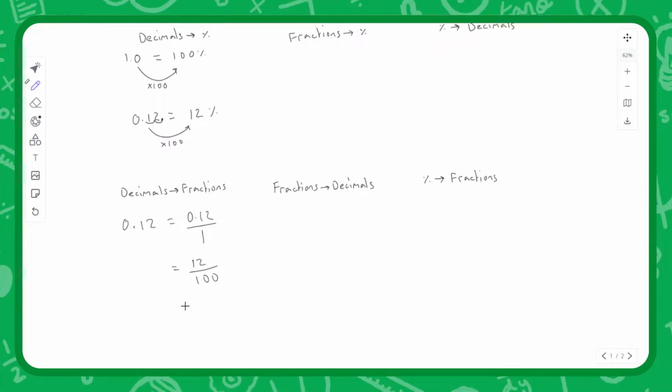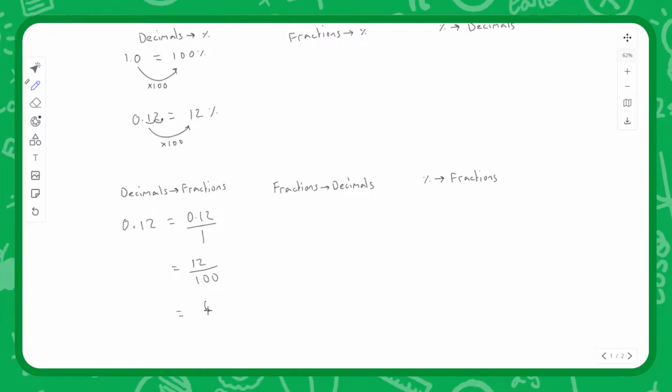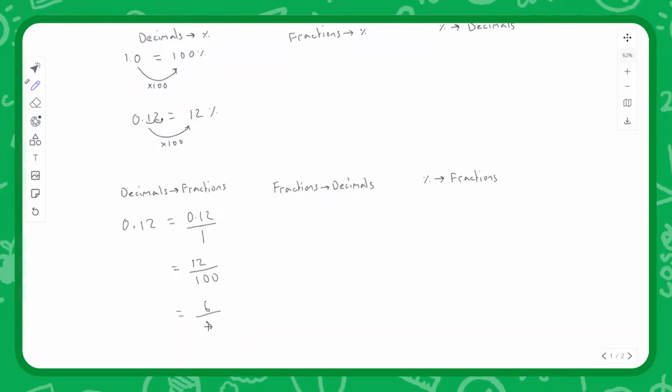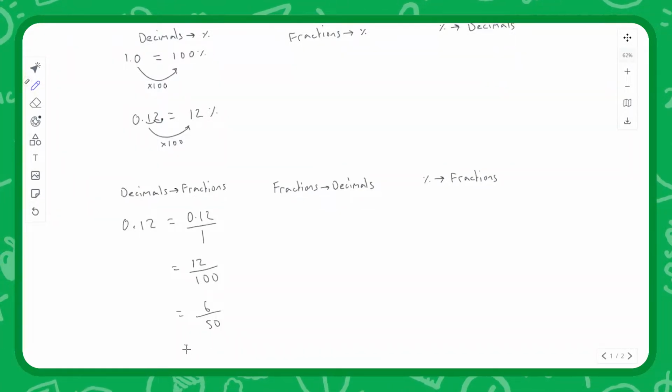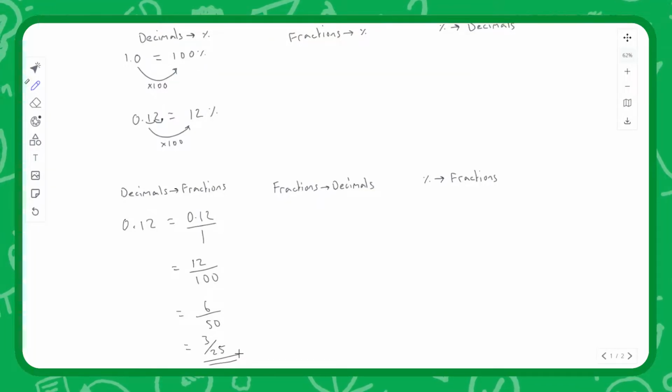We could simplify further. So I've got a common factor of 2 in the top and the bottom. I could divide them both by 2 and I get 6 over 50. I can do the same thing again, divide by 2, I get 3 over 25. And that would be my answer.